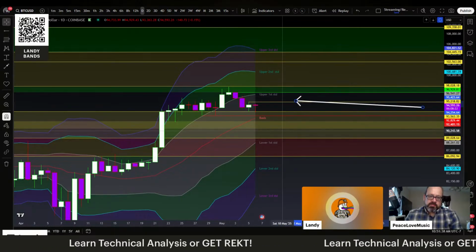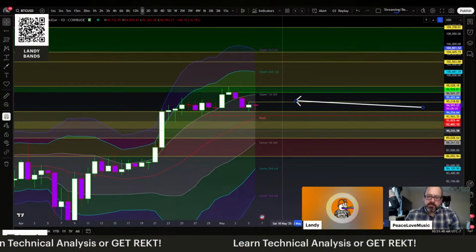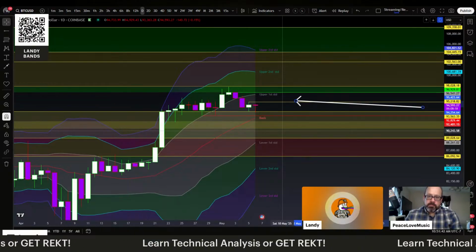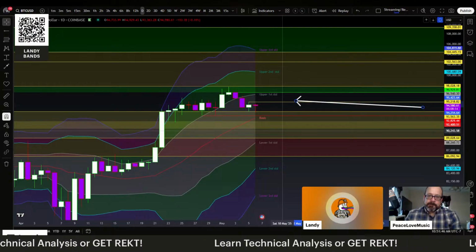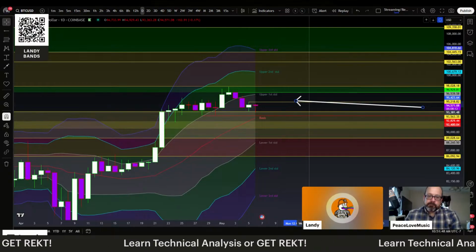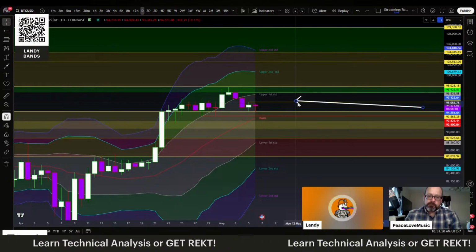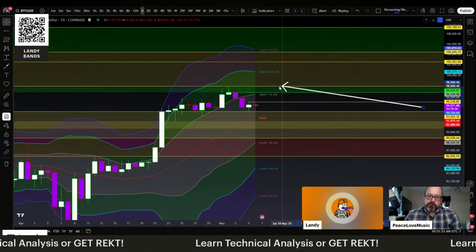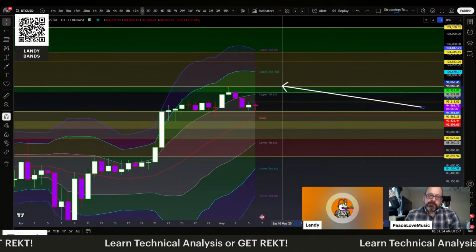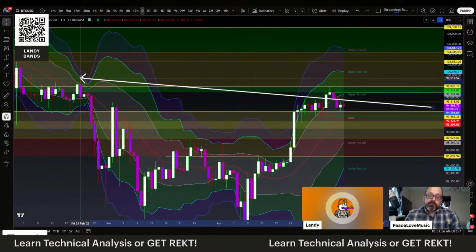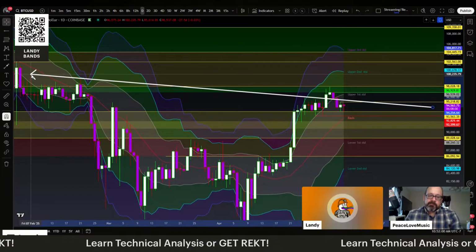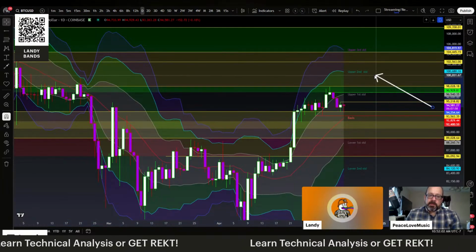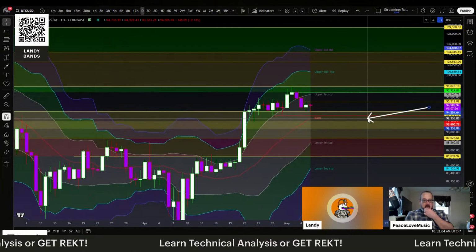So what is the hierarchy here? When setting conditions, it is trend, support and resistance, and then volatility areas of interest. Because if we start to close above on the dailies, right, start to close above 98, we are looking towards right around 99.5 to 100,000, or just shy of 100,000, which is right around where that upper second standard deviation is.